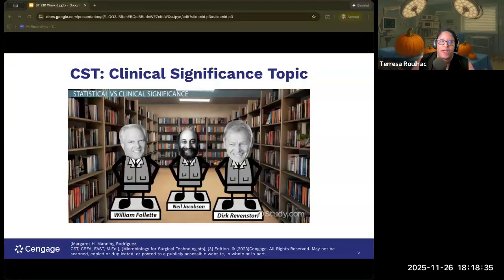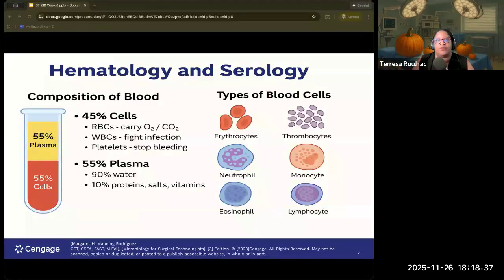All right, now back to chapter 17. We start off in the chapter talking about hematology. That's just the study of blood. Now, your white blood cells are your leukocytes. They fight infection. Your red blood cells are your erythrocytes. They carry oxygen and carbon dioxide. And then there's platelets or thrombocytes, which really just help stop bleeding.